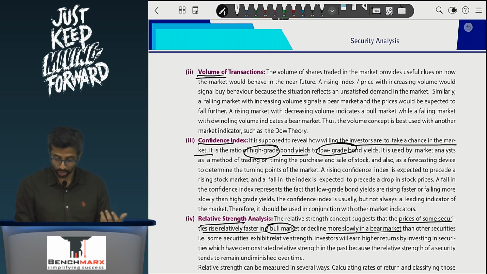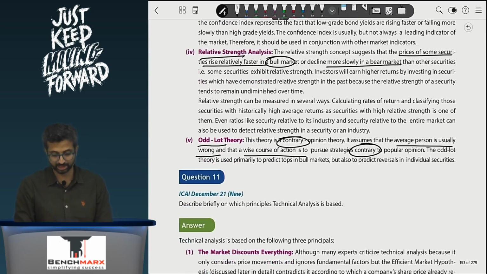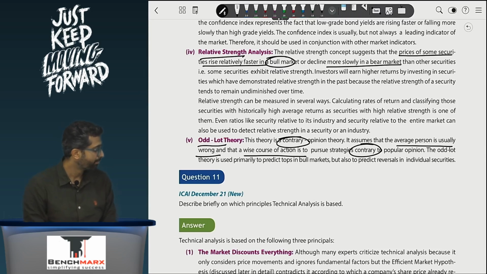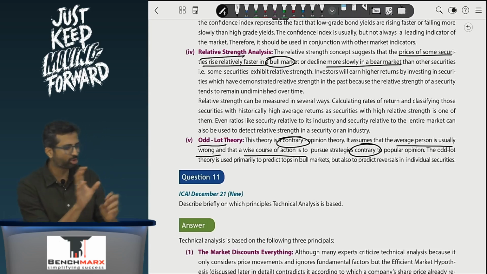Then you look at confidence index, relative strength index, odd lot theory. For each of these you should know 2-4 words. Like what is confidence index? It is between high grade and low grade bonds. Breadth index, all of this, if you know 2-4 words, I think you can write an answer.